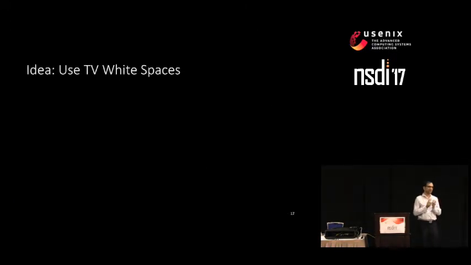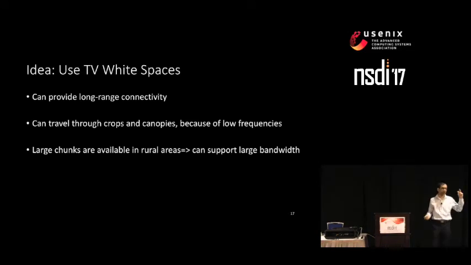Our idea is to use TV white spaces. TV white spaces are unused part of the TV spectrum, and researchers have recently shown that you can use them to provide Wi-Fi-like connectivity. So our insight was that we can use these TV white spaces to enable connectivity for sensors on the farm. And that works great for us for 3 reasons. One, they can provide long-range connectivity. TV white spaces work over long ranges like 10 miles. Since they operate at lower frequencies, they can travel through crops, canopies, and forests. And finally, since these farms are in rural areas, there's large chunks of free TV spectrum available. So you can utilize all of that to provide high bandwidth connectivity for the farm.